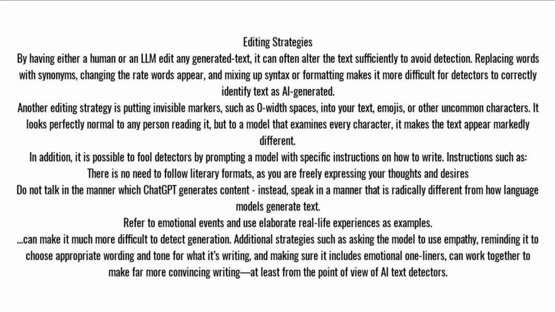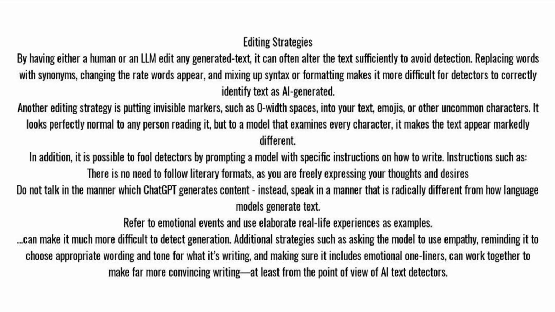By having either a human or an LLM edit any generated text, it can often alter the text sufficiently to avoid detection. Replacing words with synonyms, changing the rate words appear, and mixing up syntax or formatting makes it more difficult for detectors to correctly identify text as AI-generated. Another editing strategy is putting invisible markers, such as zero-width spaces, into your text, emojis, or other uncommon characters.